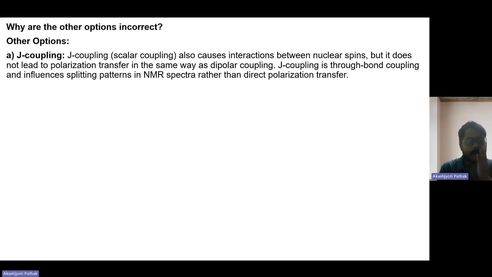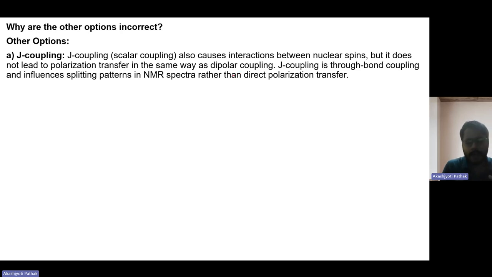So, not the other options. The other options are about J coupling. J coupling, as we have already learned in the week two lecture series, also causes interaction between nuclear spins, but it does not lead to polarization transfer in the same way as dipolar coupling.